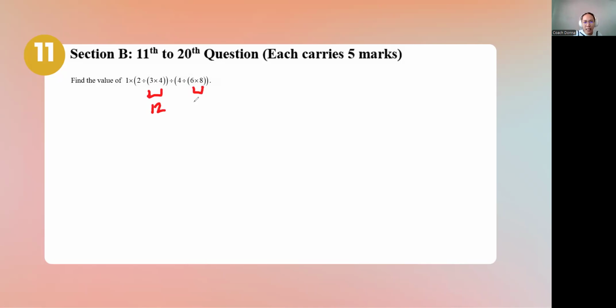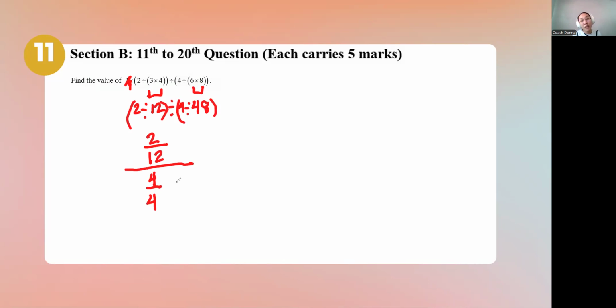6 times 8, that's 48. And so you have 2 divided by 12. 1 times is basically the same thing. We can just disregard it. Okay, 2 divided by 12 divided by 4 divided by 48. These are in parentheses. So we could actually write it like fractions. 2 divided by 12 divided by 4 divided by 48.